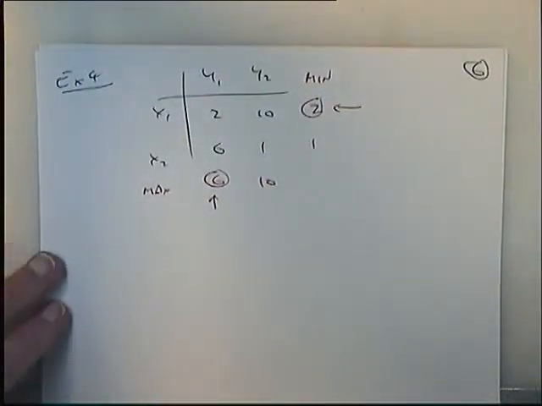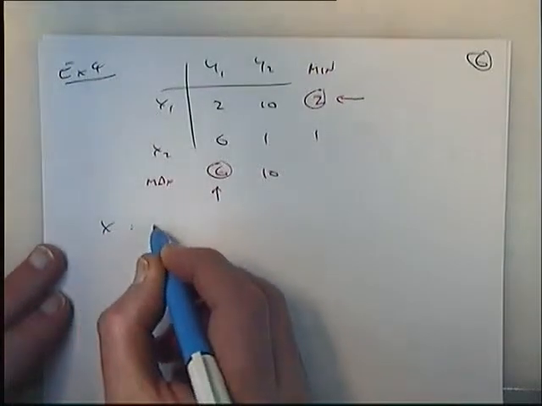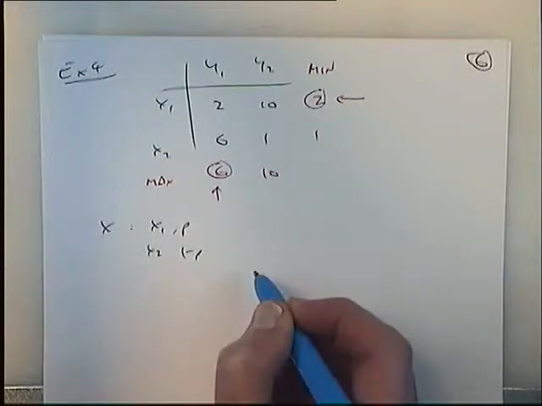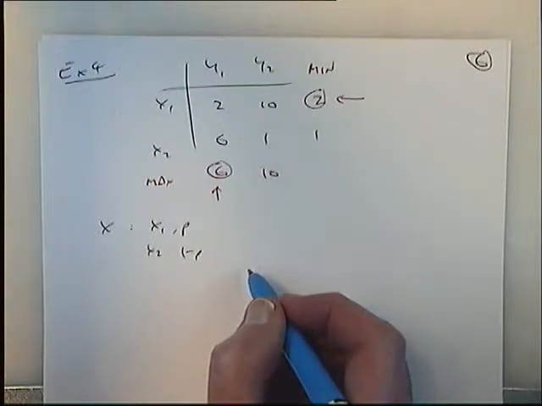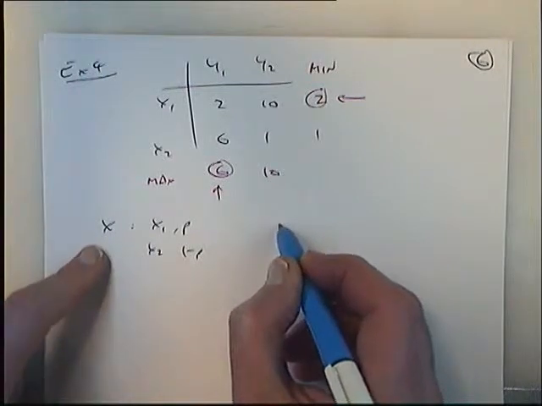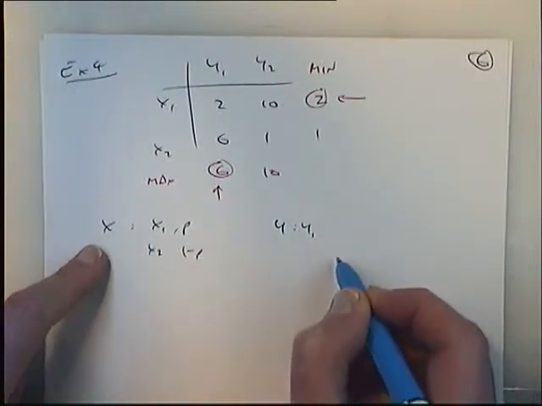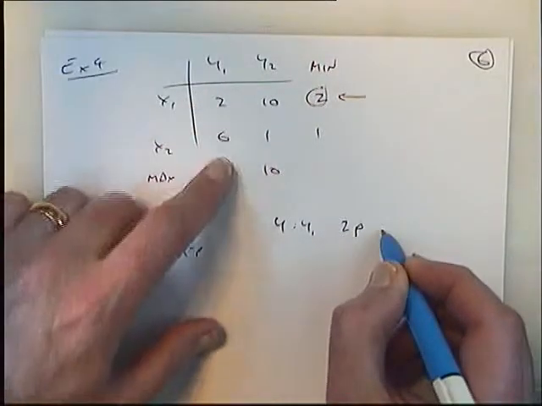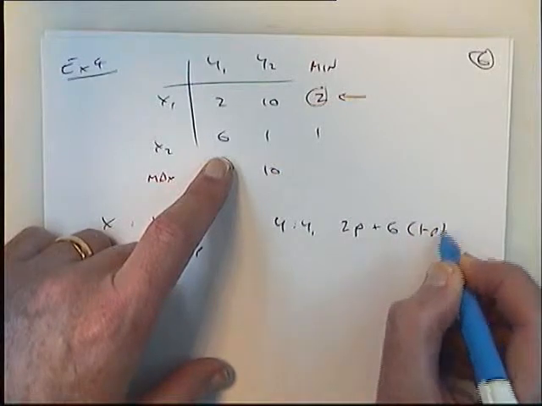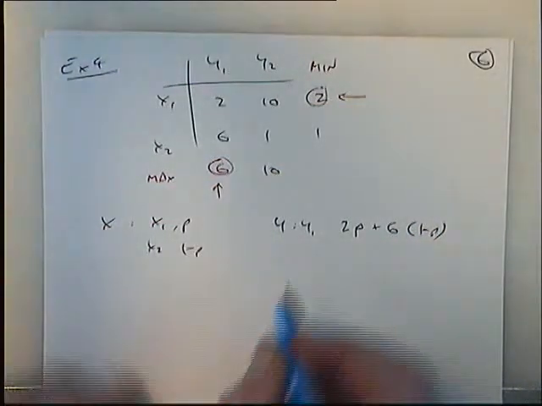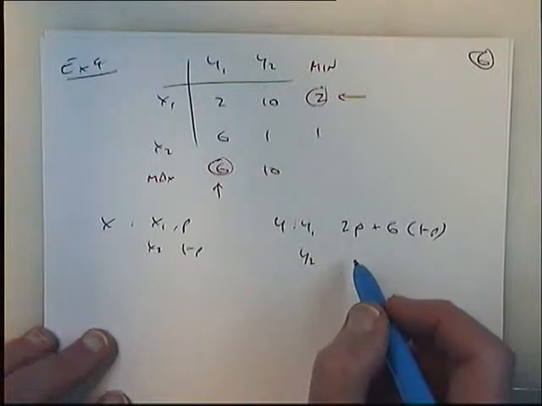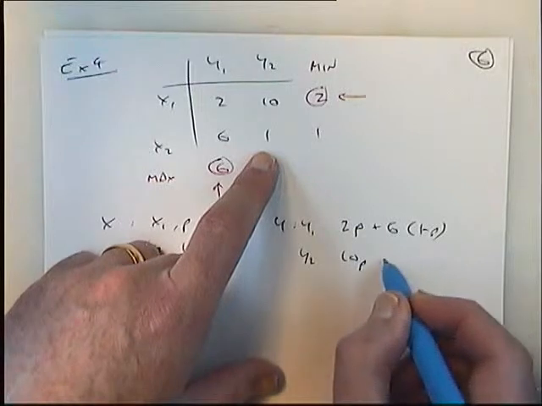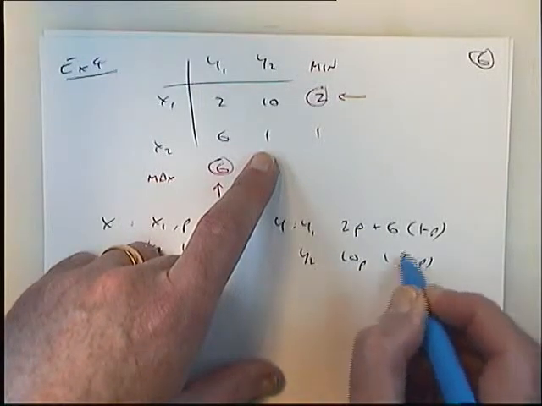a mixed strategy game. So x will play x1 with probability p, and x2 with probability 1 minus p. So what x needs to decide is what happens if y plays y1 and goes down here. Well, x will gain 2 with probability p, and x will gain 6 with probability 1 minus p. If y chose strategy 2, x would gain 10 with probability p, and would gain 1 with probability 1 minus p.